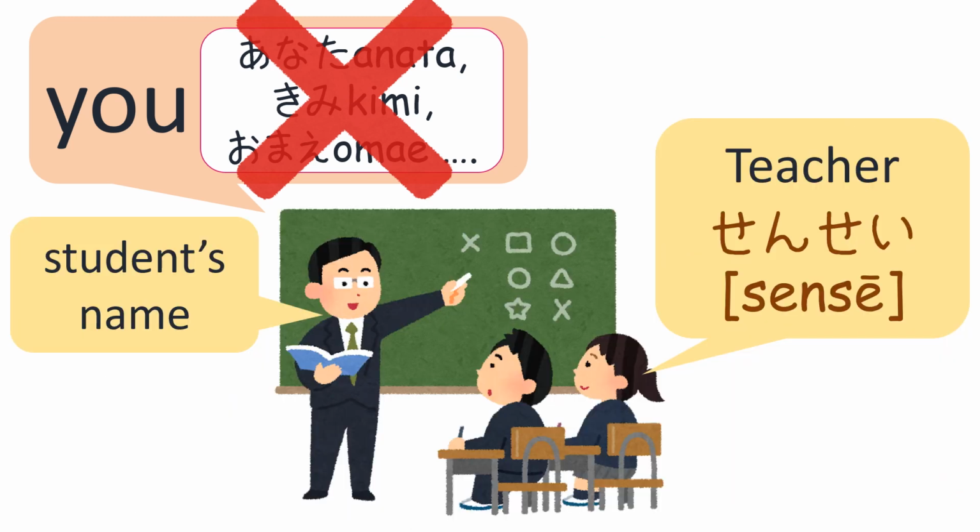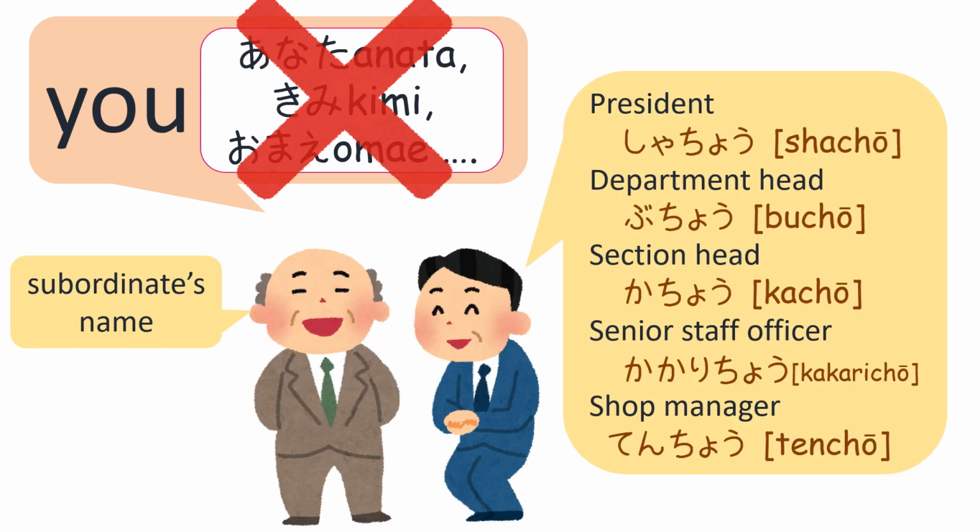At school, teachers use students' names, and students say 先生 instead of you. At the workplace, when superiors talk to their subordinates, they use the subordinates' names. And when subordinates talk to their superiors or bosses, they use the superiors' titles, such as 社長 for president, 部長 for department head, 課長 for section head, 係長 for senior staff officer, and 店長 for shop manager.